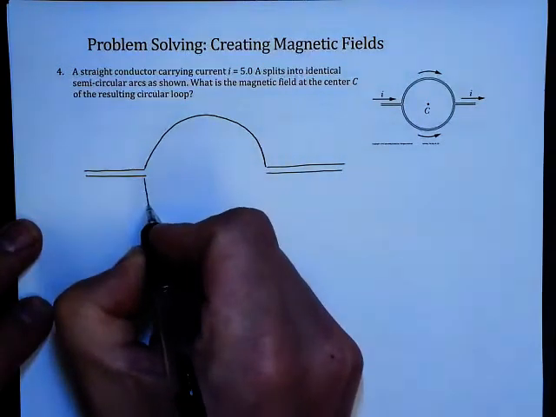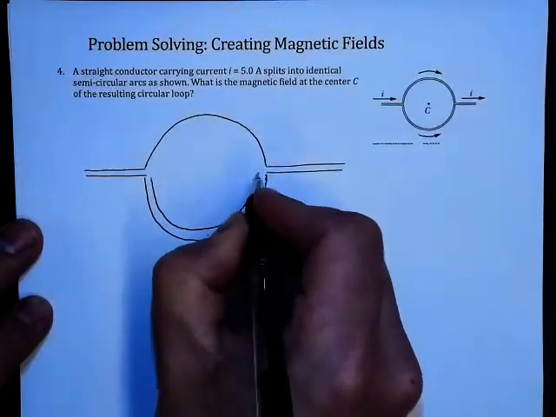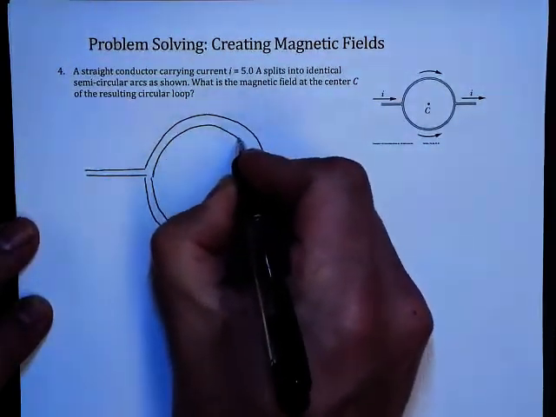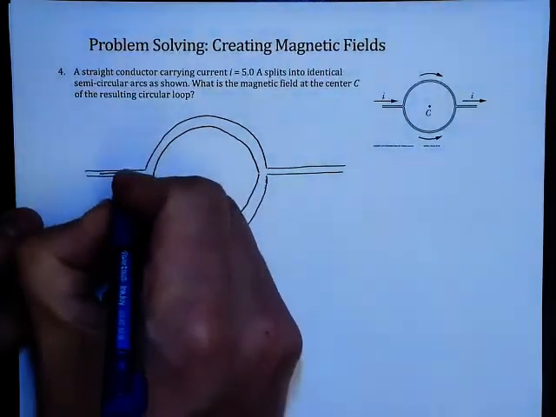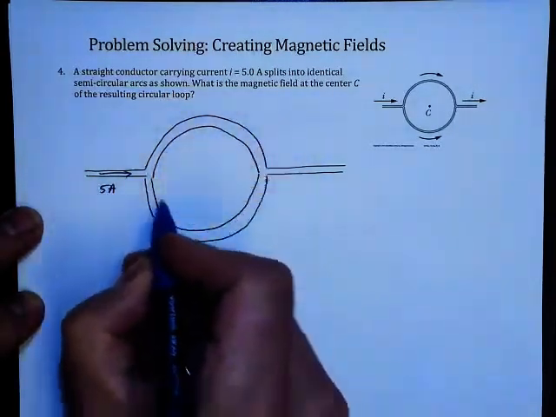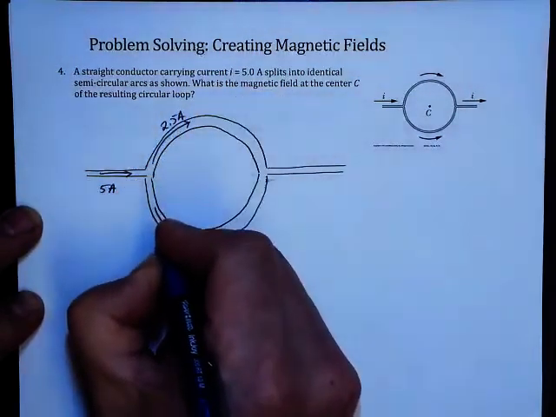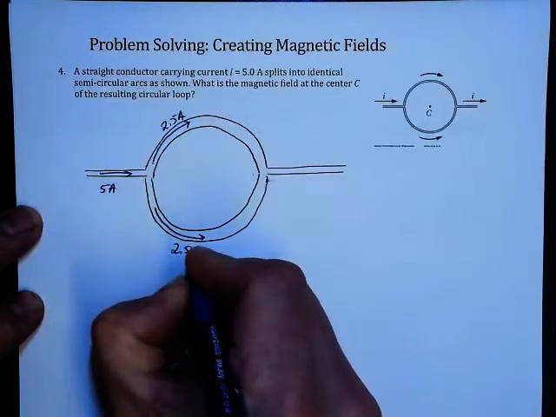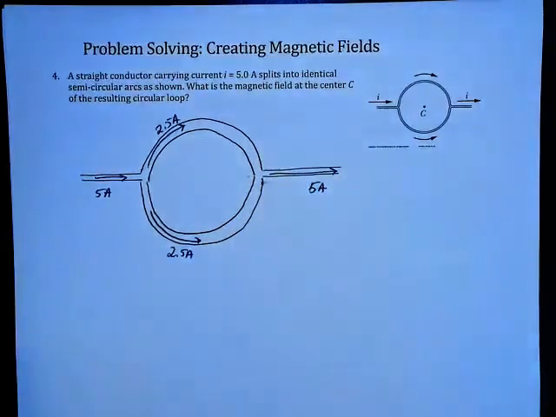and label some stuff. So here's one place where we need to bring an idea forward from our circuits unit, and namely what happens to the current when it gets to a junction. So right now I've got 5 amps of current that goes here. When it gets to this junction, assuming these are identical loops, 2.5 amps would go this way, 2.5 amps would go this way, and they would recombine over here to form a 5 amp current. What is the magnetic field at the center C of the resulting circular loop?